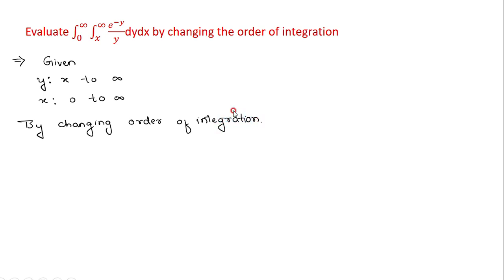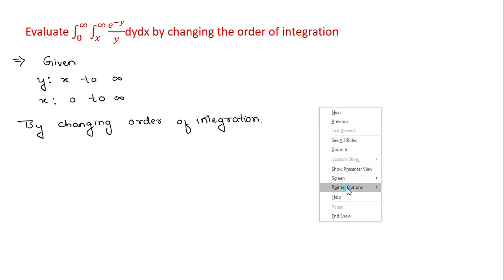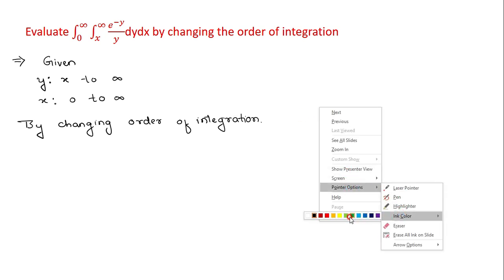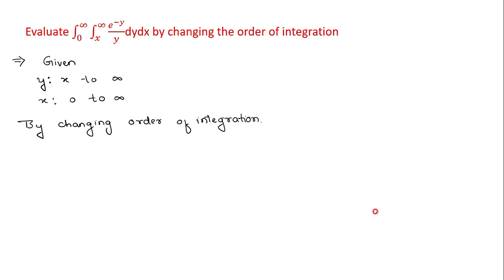so let me plot this. So this is for y is equal to x. We know that y is equal to x is the line which passes through the origin. So this is the line y is equal to x. And y is equal to infinity means that it's the y-axis.